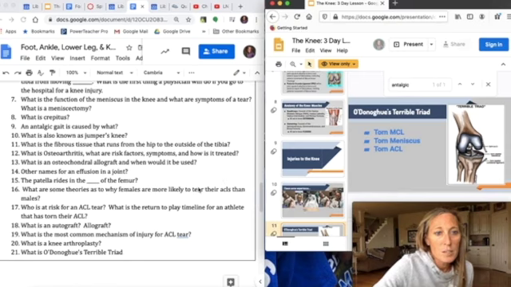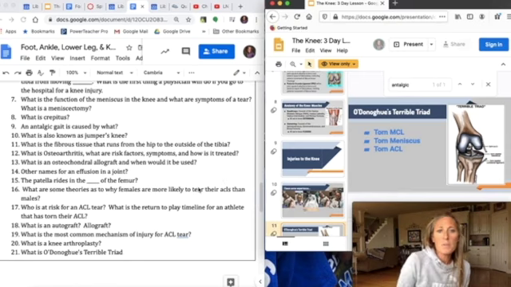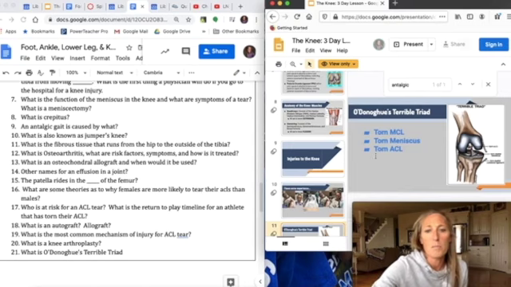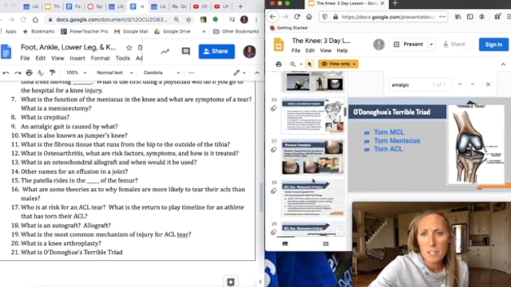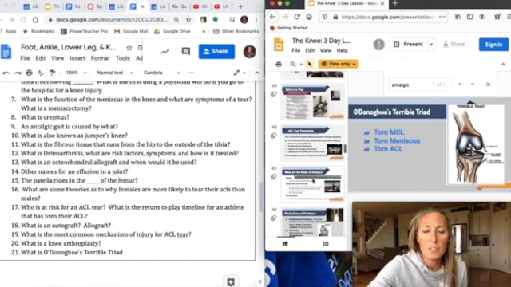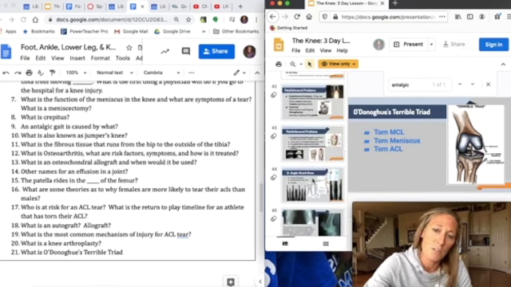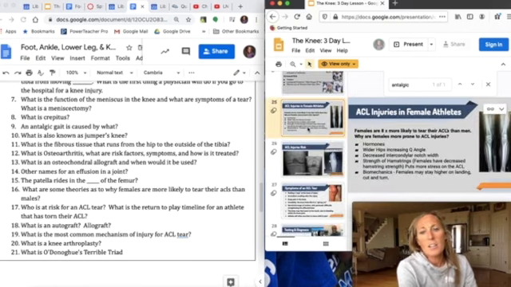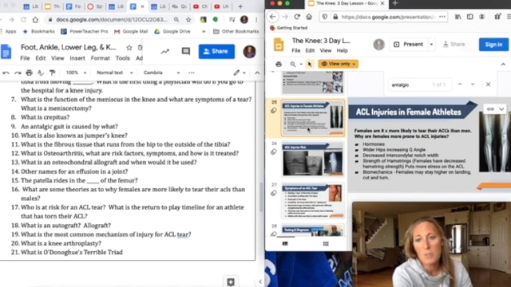Number 16, what are some theories as to why females are more likely to tear their ACLs than males? Well, there are a lot of theories or reasons that they think females may be tearing their ACLs at a greater rate than males. Females are 8 times more likely to tear their ACLs than males. Some reasons could be hormone levels in females and the changing hormones.